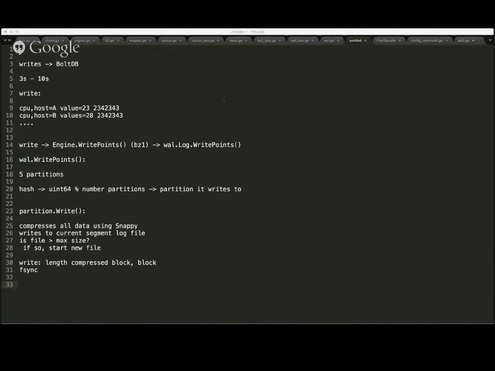So, okay. Why the multiple partitions? The reason I did that was because, let me talk about the logic for when things get flushed from the WAL to bolt. There are a couple of controls that you have. One is for each series, there's a marker that says when the series is ready for flushing.